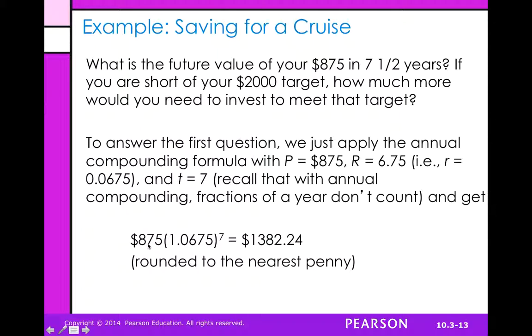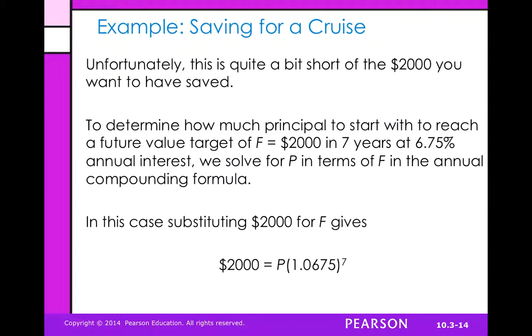Okay, in any case, what you get is 875 times 1.0675, that's that 1 plus 0.0675, raised to the 7 years, and you get approximately 1,400. So you are quite a bit short of your target.